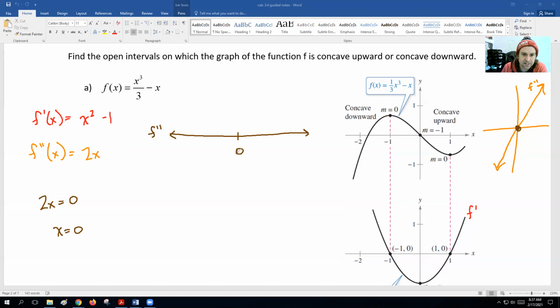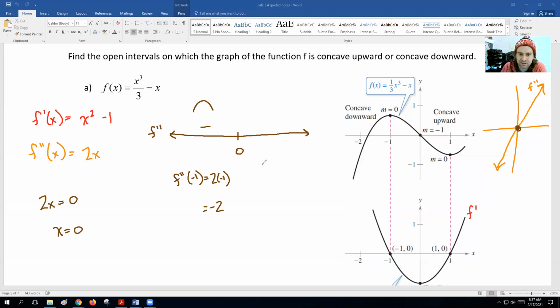So if I take a number that's less than 0, like -1, and I plug that into the second derivative, what's 2 times -1? That is -2. That is a negative answer. So that means our graph is going to be concave down. They're negative. It makes a sad face.